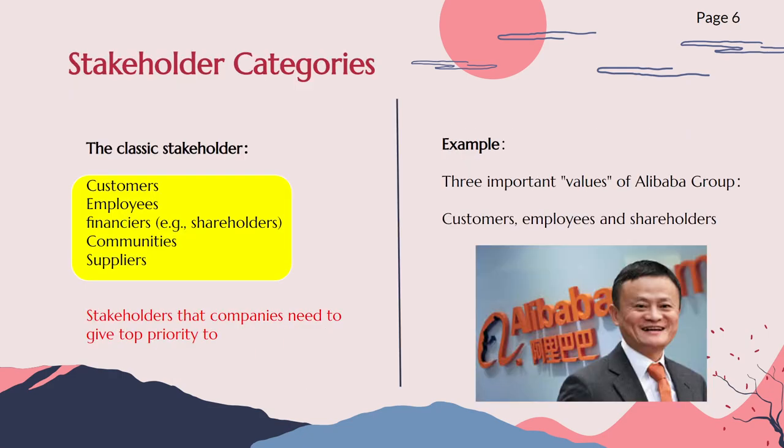So, how do we identify and differentiate our stakeholders? The classic stakeholder map includes the following five stakeholder types: customers, employees, financiers, communities, and suppliers. These five types of stakeholders are considered to be the ones that companies need to give the highest priority to. In the content mentioned in Chapter 3, Jack Ma emphasized three important values of the Alibaba Group. These three values are customers, employees, and shareholders, Alibaba's most important stakeholders.